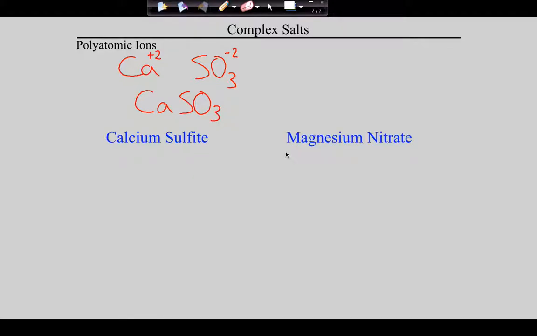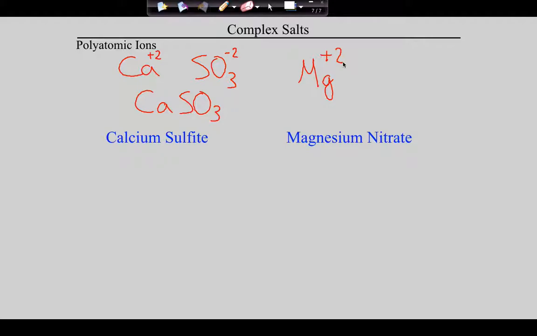Let's take a look at another example. Now we're going to try magnesium nitrate. Yep, nitrate. So to do this again, we need to look up their chemical formulas and their charges. Magnesium, element number 12 on your periodic table, is Mg. And let's just get the charge while we're there. It has a charge of +2.